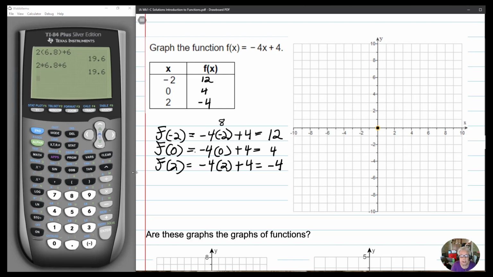I could make another column here if I wanted to. Sometimes it helps. This is the x, and f of x is the y coordinate of the point negative 2, 12. That's on the line. All right, 0, 4 is the point 0, 4. 2, negative 4 is 2, negative 4. Now I need to plot these points and graph a line.